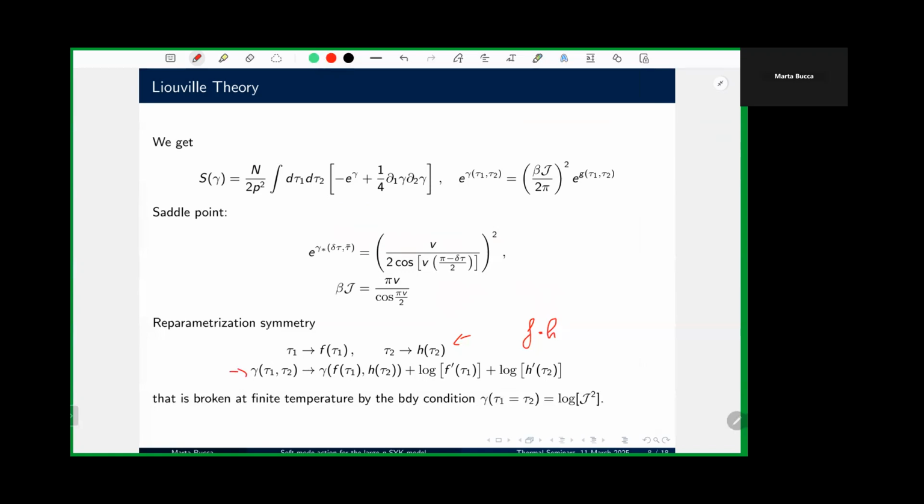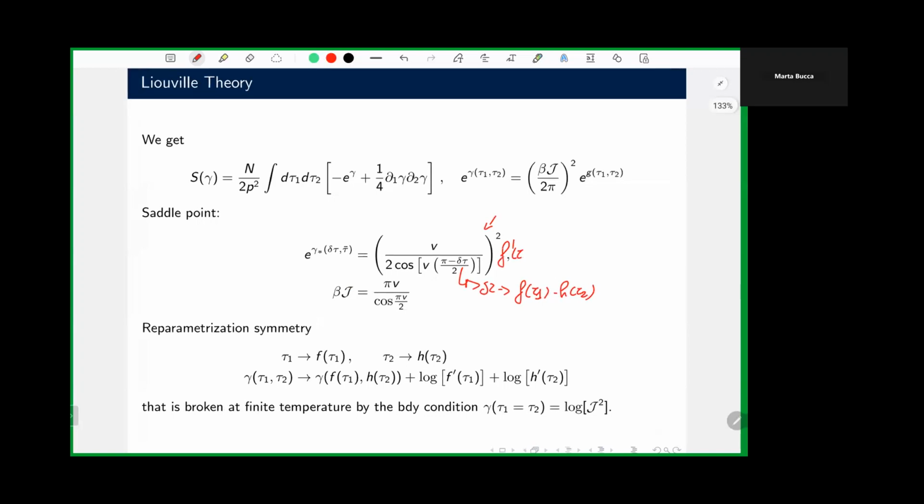So gamma gets mapped into gamma of f of tau 1, h of tau 2, plus the log of f prime of tau 1, plus the log of h prime of tau 2. So, of course, if you exponentiate, this sum is simply going to become a multiplication. For example, if you want to write down an expression for the reparameterized saddle and for e to the gamma specifically, then this delta tau would be mapped into f of tau 1 minus h of tau 2, but you would also have to multiply this by f prime of tau 1, h prime of tau 2.